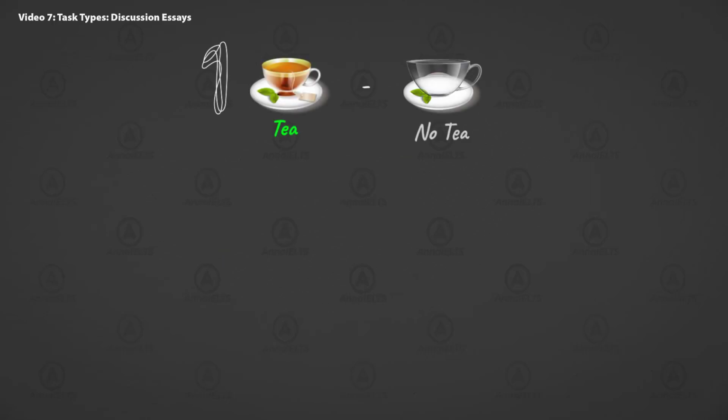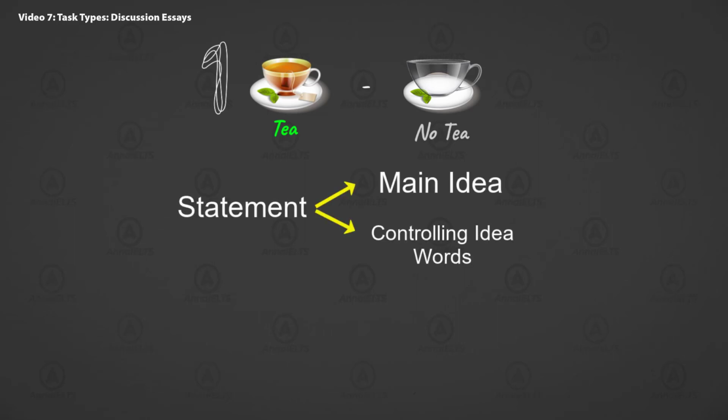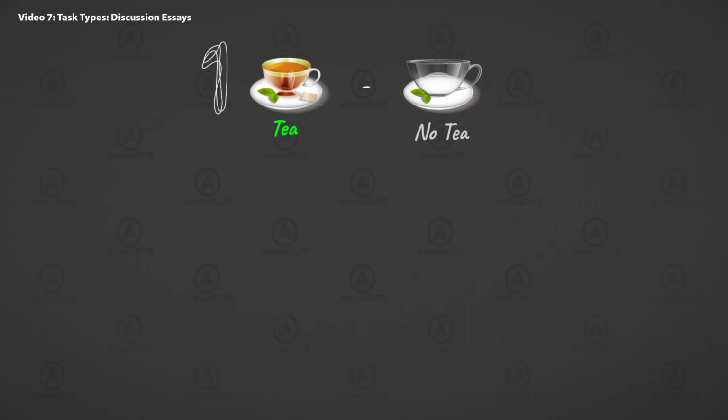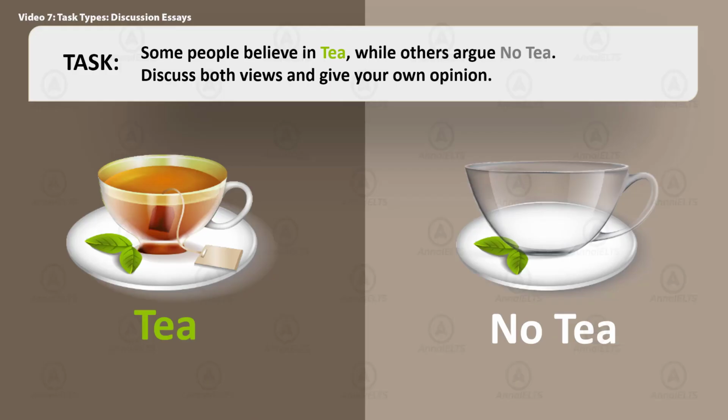The first category of discussion essay question is called tea, noti questions. The statement section always includes 1 main idea, while the controlling idea words include the idea of 2 groups of people who always disagree. So one group agrees, tea, while the second group disagrees, noti. How do tea, noti questions look? Some people believe tea, while others argue noti. Discuss both views and give your own opinion.